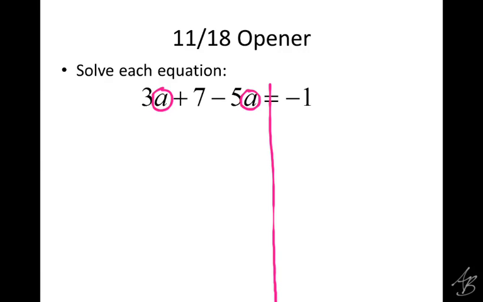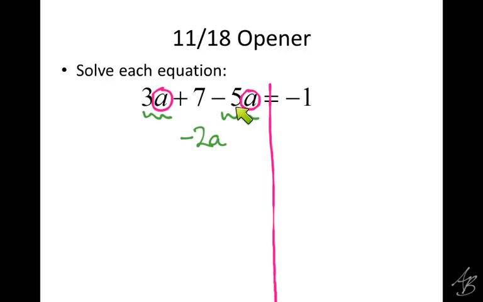So what do I need to do first? Do I need to distribute? That's the first thing it says to do in our notes. Is there anything to distribute here? No. All right, so then what? Combine like terms. Do we have any like terms here? Yes. Yeah, the 3a and the negative 5a, right? What is 3a minus 5a? Negative 2a. All right, so we combine our like terms and we get negative 2a there.